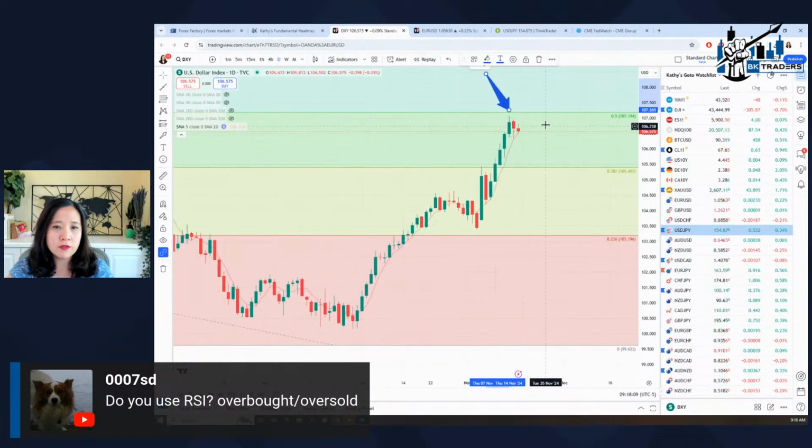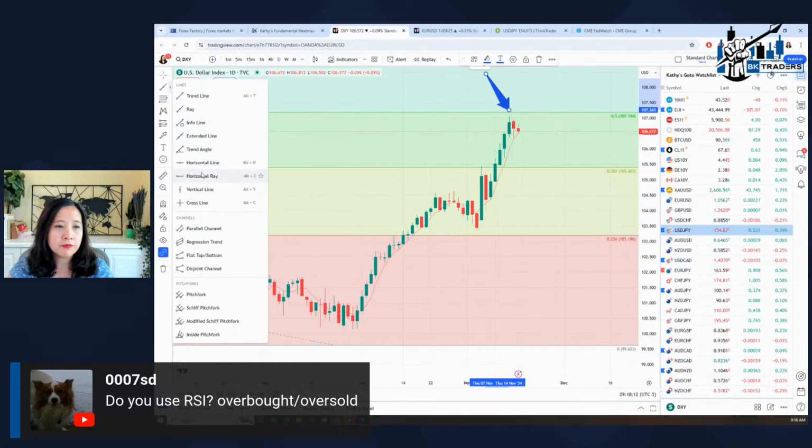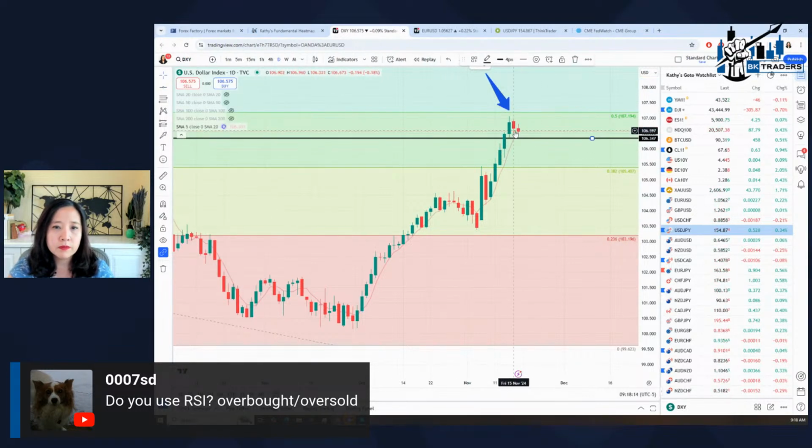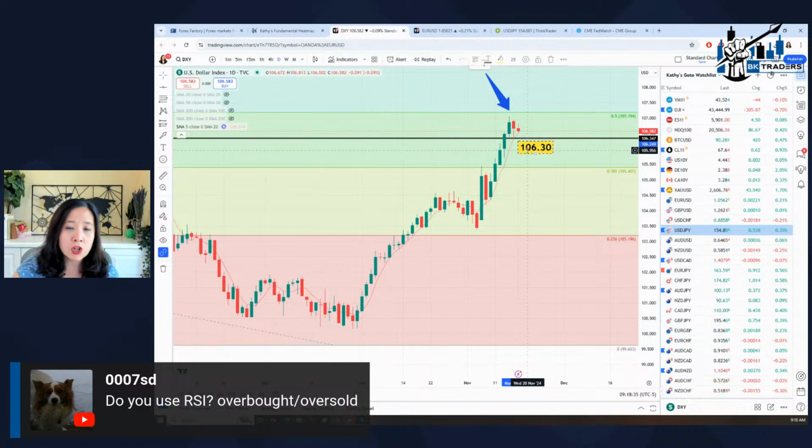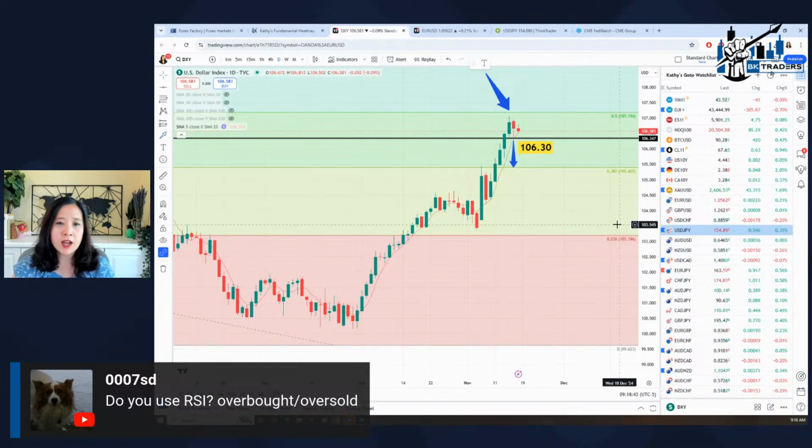Even if we ignore the 5 SMA, this is the level. This low here, 106.30, which is not that far. Right now, the dollar index is at 106.57. If the dollar index drops below 106.30, then we will probably have a much more dramatic correction down to the next fib level. So this is the level to watch.